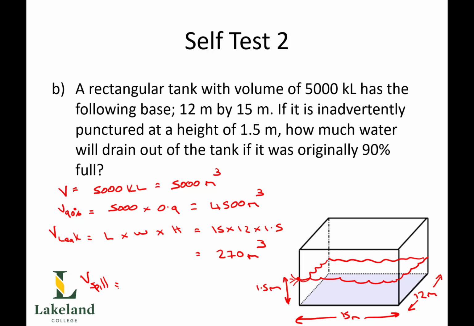So all I need to do now is find the volume of what will spill. So I'll call this V spill, and that's simply going to be 4,500 minus my 270. And that's going to give me 4,230 metres cubed, which is 4,230 kilolitres. Because again, 1 kilolitre is 1 metre cubed. So that was a cleverly disguised question, where we basically had to work out two different volumes and simply subtract one from the other.